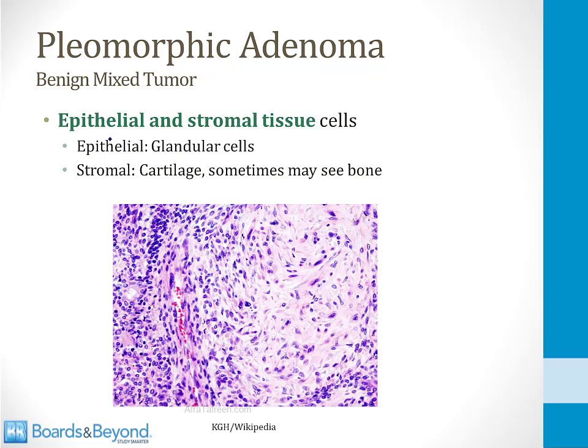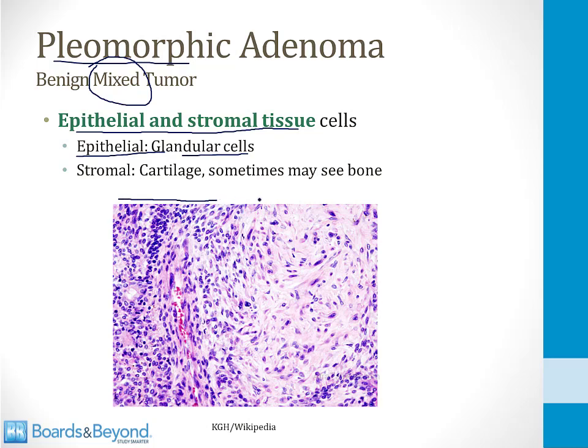The buzzwords you want to know for step 1 regarding this tumor are epithelial and stromal tissue cells. The reason it is called a mixed tumor or a pleomorphic tumor is because it contains a mixture of different cell types. One cell type is an epithelial cell type. These are glandular cells. If you look at this slide on the screen, on the left side of the screen you can see nuclei tightly packed together. Those are the glandular cells.